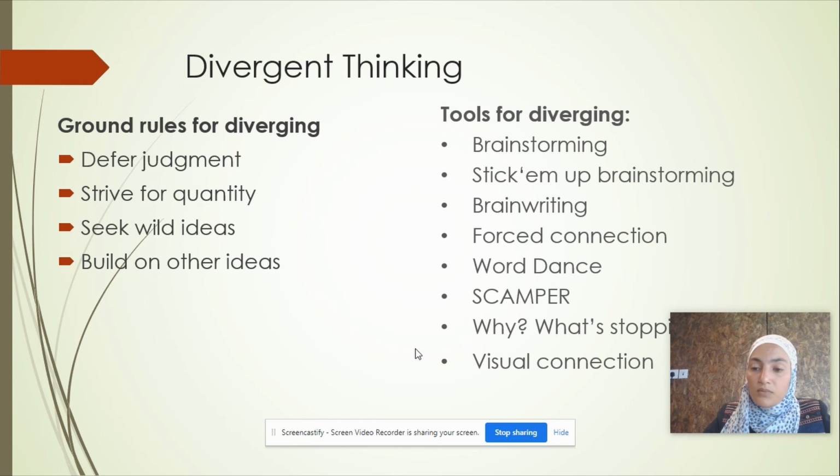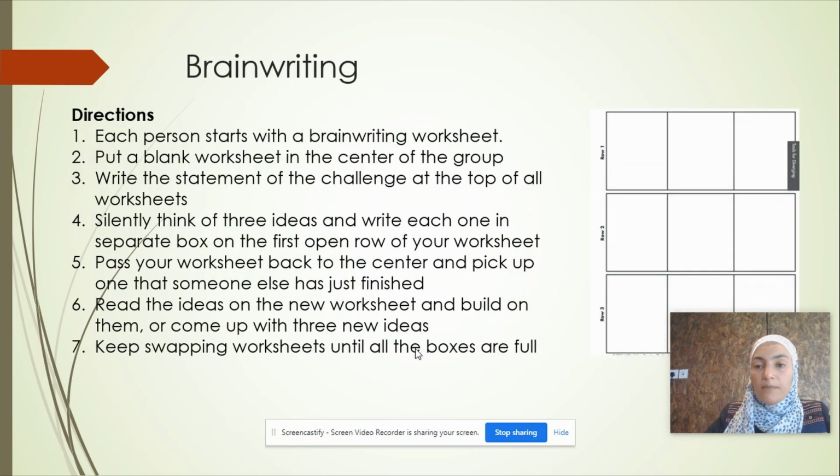Brainstorming, for example, is one of the tools of divergent thinking. Stick them up: brainstorming, brainwriting, forced connection, word dance, SCAMPER, why? what's stopping you? visual connections. They are all tools we use to help students diverge and generate more ideas. Okay, I will discuss with you the first tool, which is brainwriting.